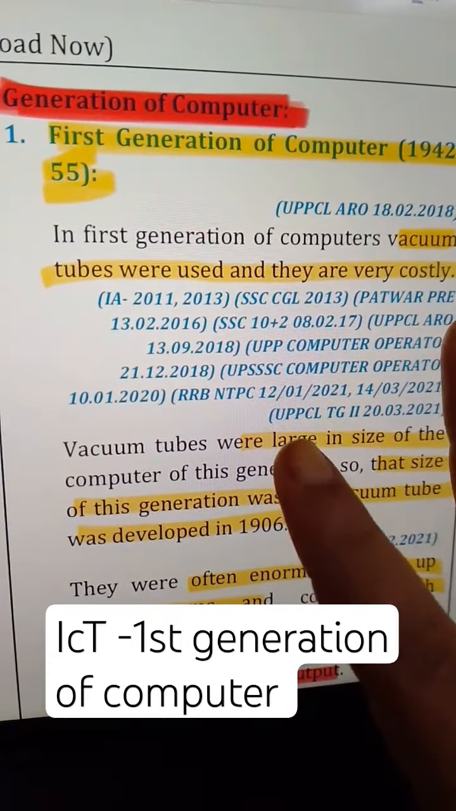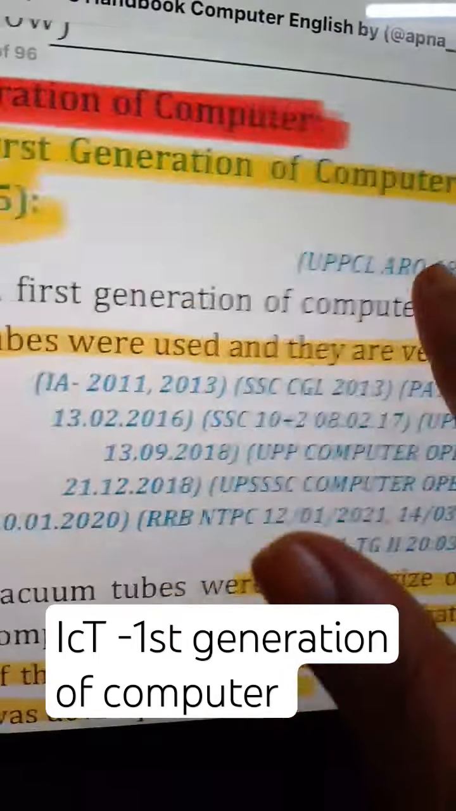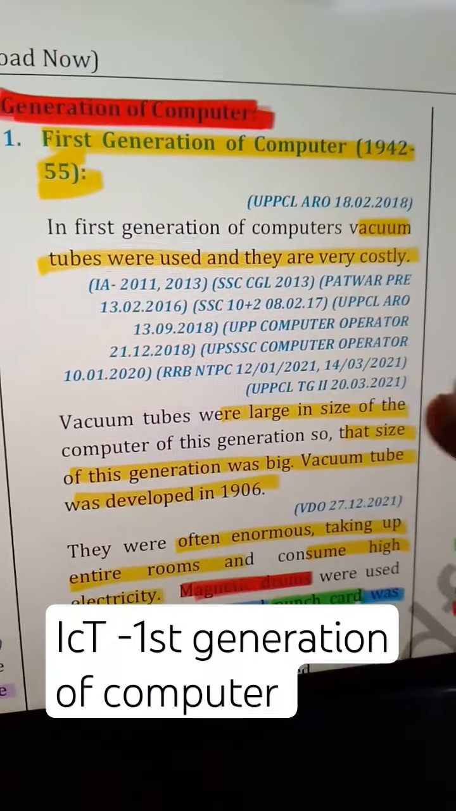So guys, today we will study generation of computer. There are 5 generations of computers and this is the first. First generation of computers started from 1942 to 1955. Means all those computers made between these years have the same kind of things.